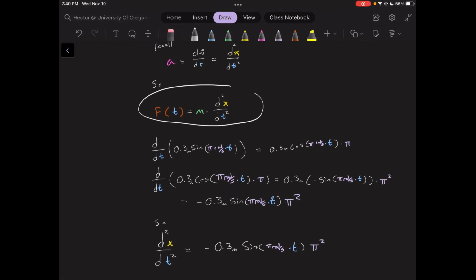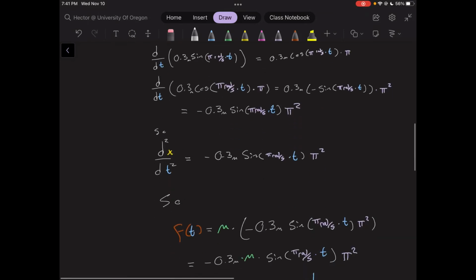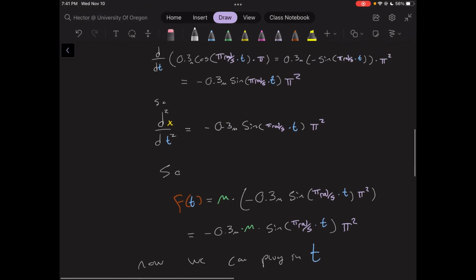We're left with this equation. Our second derivative is negative 0.3 meters times sine of pi radians per second times t, all times pi squared. It's basic chain rule, just going through the steps. We can now plug that in and build our equation for F of t. The mass times this part right here, which is our acceleration, and then we can simplify it down to make it a little prettier at the bottom here. And we can just plug t in and go for it.